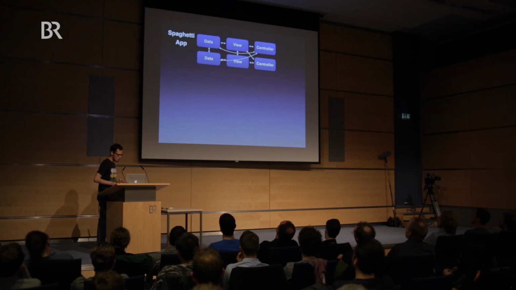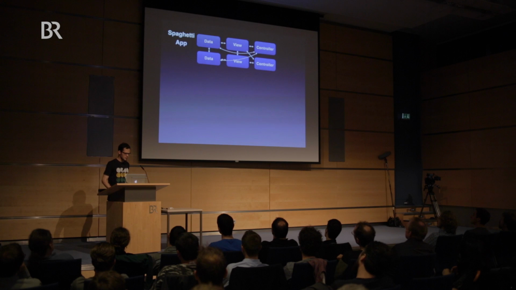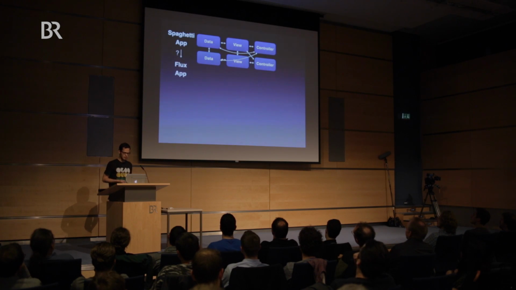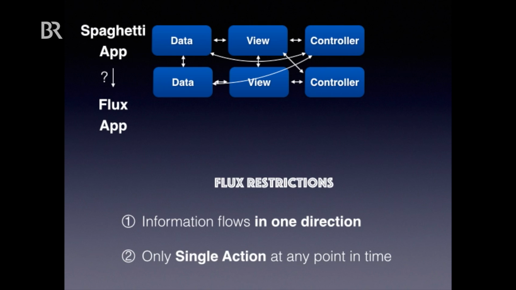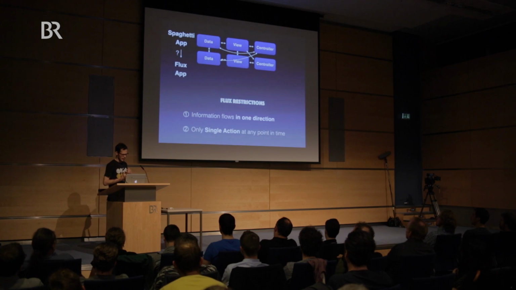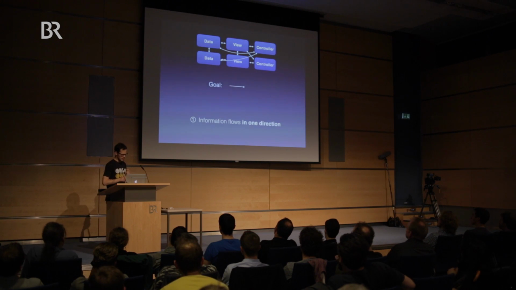So let's talk about Flux. The question is, starting from this kind of spaghetti app, how can we arrive at a Flux app that hopefully scales better? The two restrictions that Flux invokes are, first, that the information in our app only flows in one direction. So far, all the arrows here can go to both sides. And the second important part is that there can be only a single action at any point in time, which makes it easier to reason about time evolution. Now we look into these in detail.